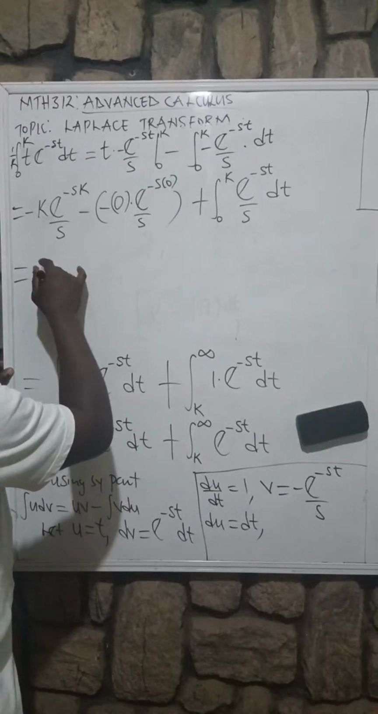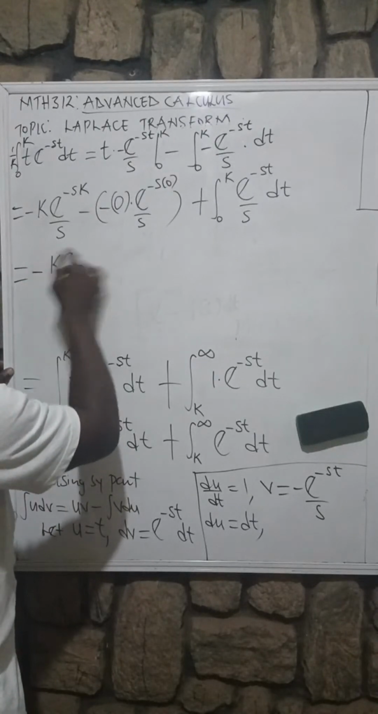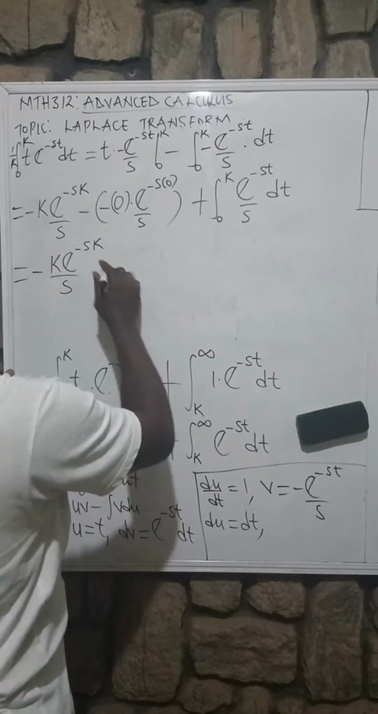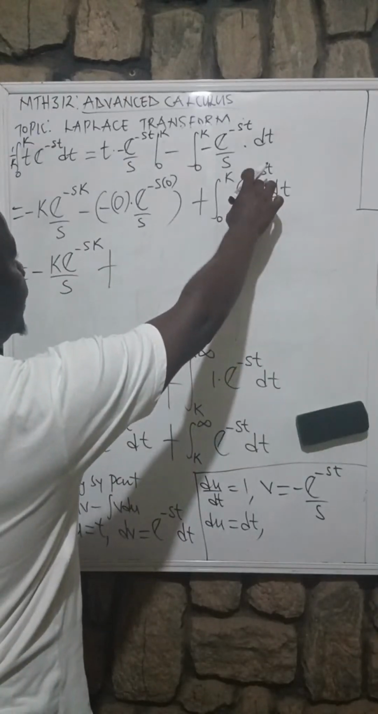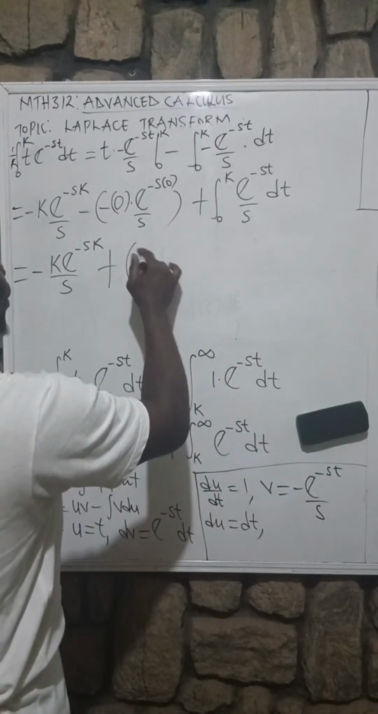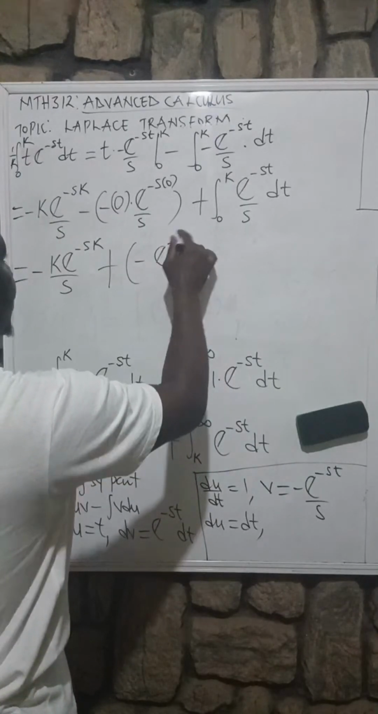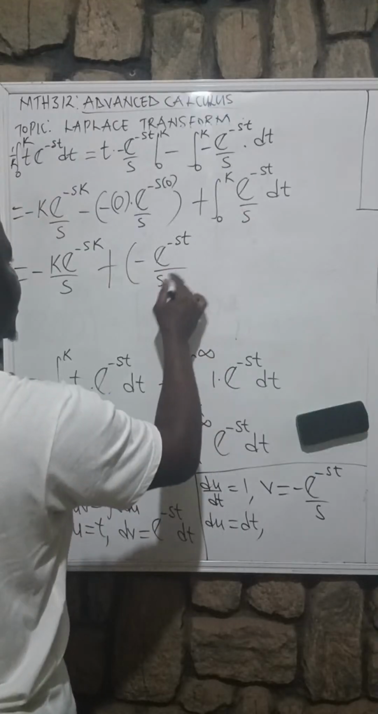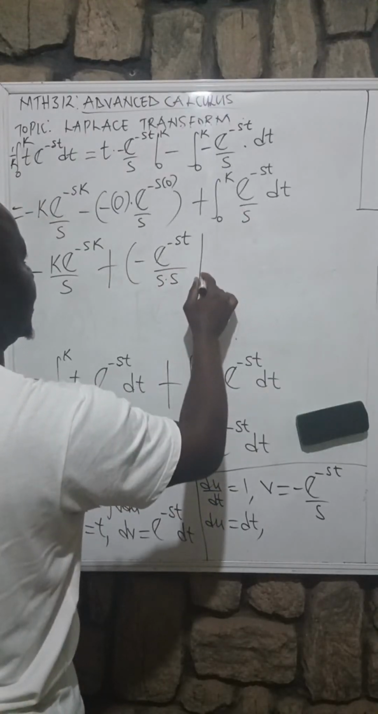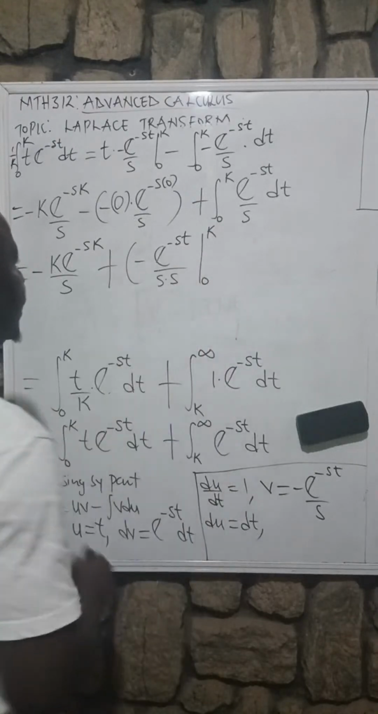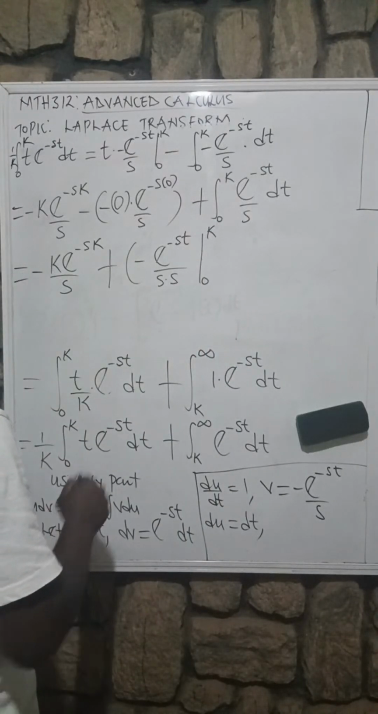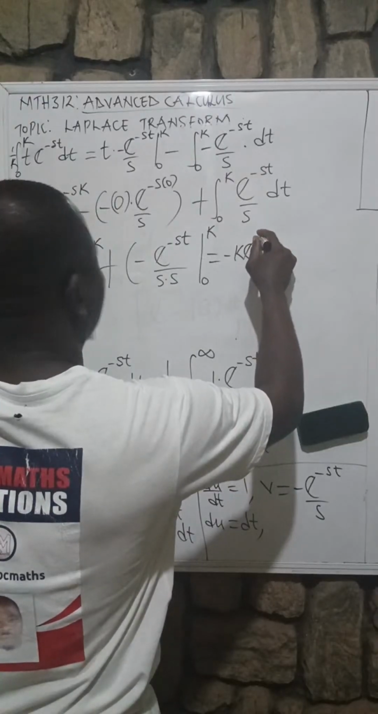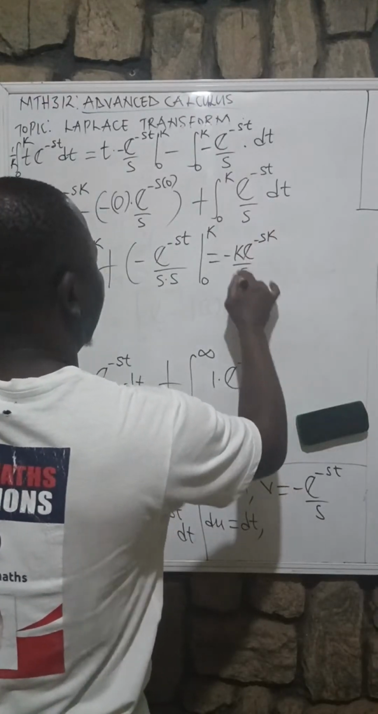So here will now be minus k times exponential minus sk all over s. This is 0 plus, let us integrate this. If we integrate this, we are going to have minus exponential minus st all over s times s, from 0 to k. So this will give us minus k exponential minus sk all over s.